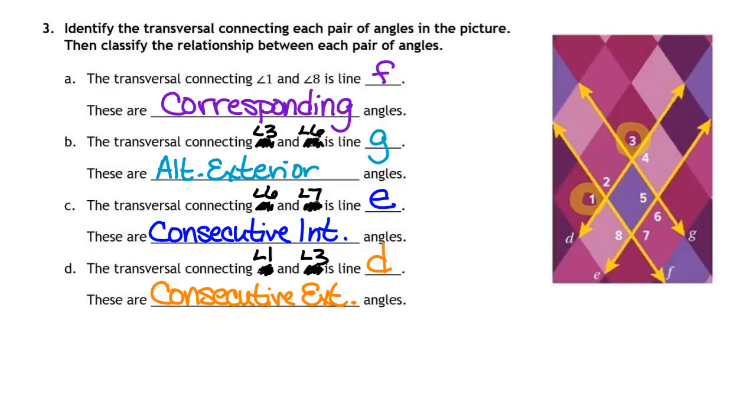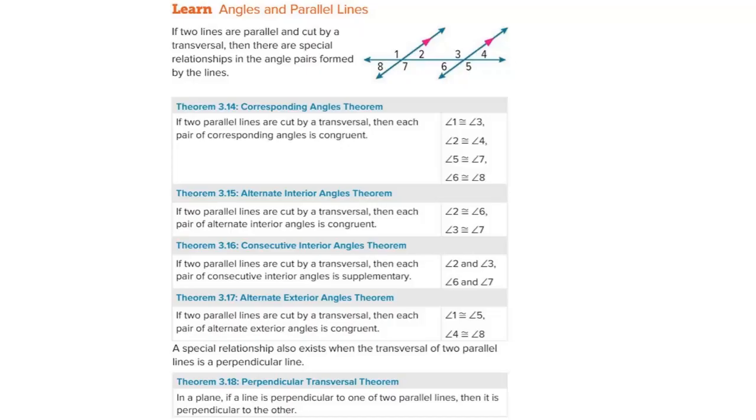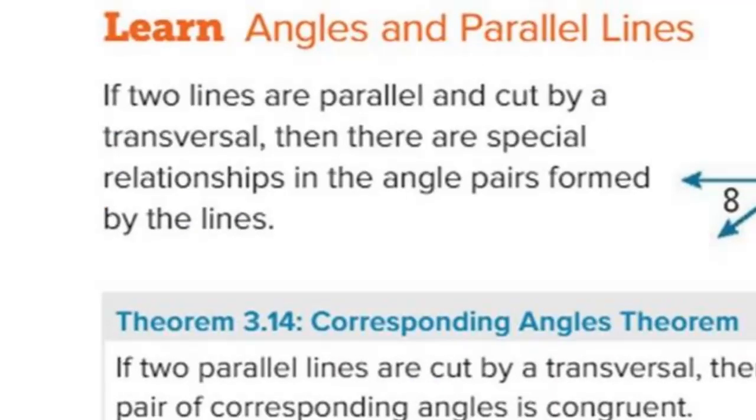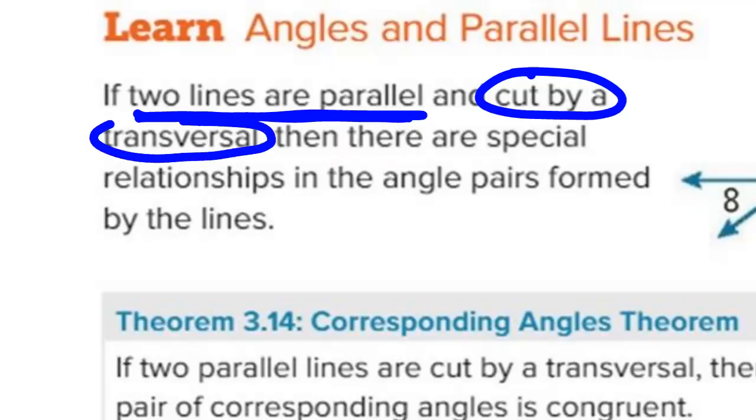All right, we're going to go down to the next section, and that is probably where we will cut off for the day. But we're going to finish out page 3. Now, when I have these special angle pairs and a transversal that cuts 2 parallel lines, so if 2 lines are parallel and are cut by a transversal, then there are special relationships in the angle pairs formed by the lines.